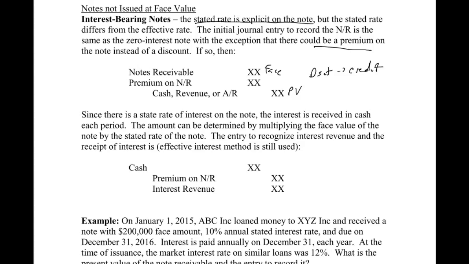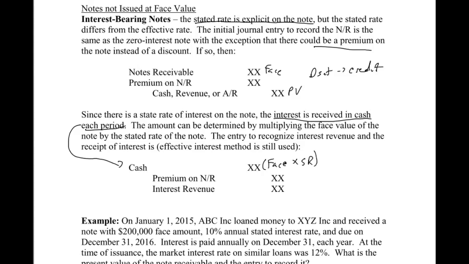Since there's a stated rate of interest on the note, the interest is received in cash each period. So notice here, we're going to have a debit to cash each period. This amount can be determined by multiplying the face value of the note by the stated rate of the note.